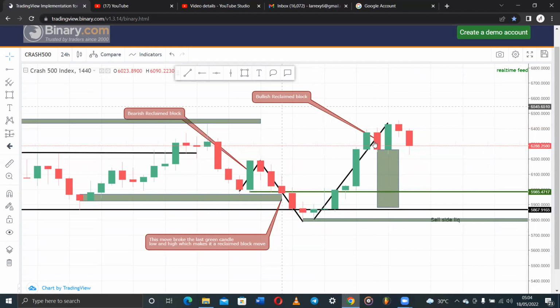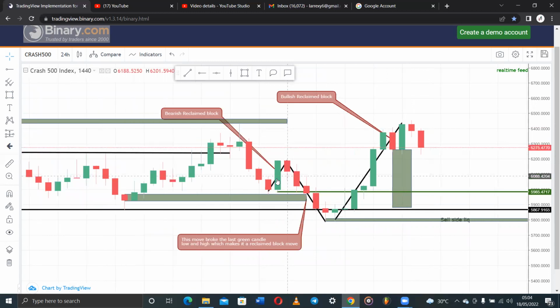Why? Because this red candle, okay, we will do the opposite. This red candle is a candlestick that produced a green candle or move that breaks its high. That same move created another move that breaks its low. You see, this move here has broken its low. So this is a bullish reclaim block.